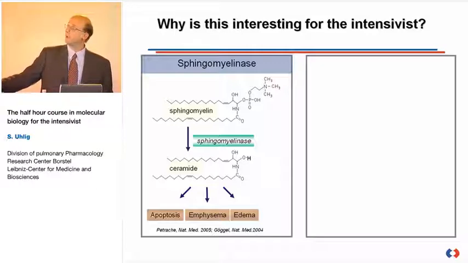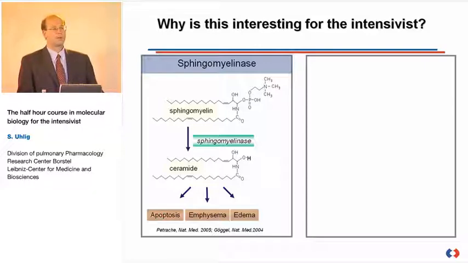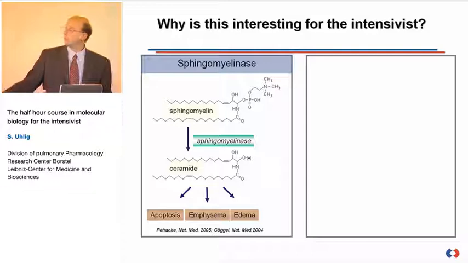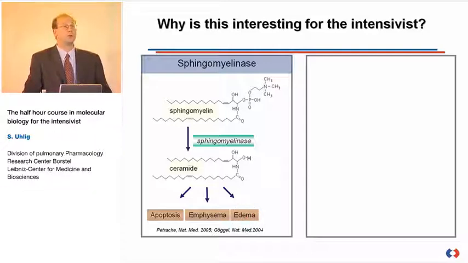And ceramide has been linked to apoptosis. For instance, radiation-induced apoptosis, but also apoptosis of endothelial cells in the lungs in response to endotoxin. Then recently there has been a paper, I think in April or so this year in Nature Medicine, where they showed in a number of ways that ceramide is involved in the development of pulmonary emphysema. And we had a paper last year where we showed that ceramide could contribute to the formation of pulmonary edema.